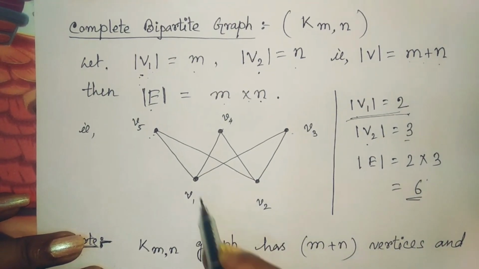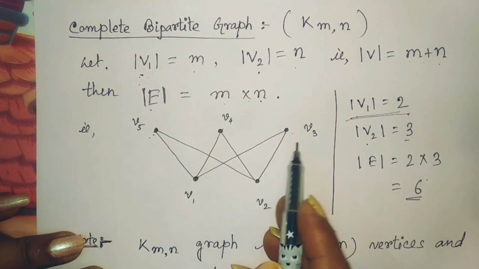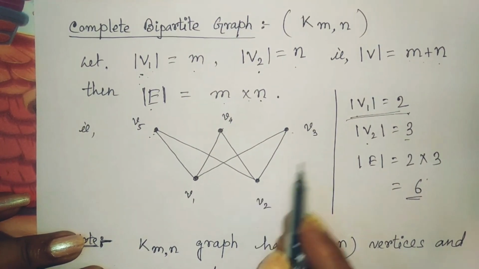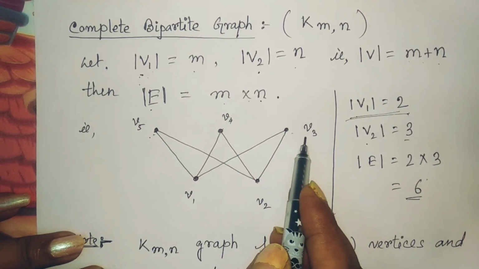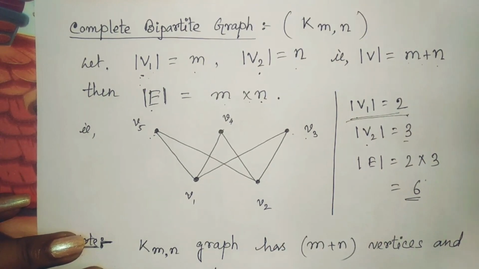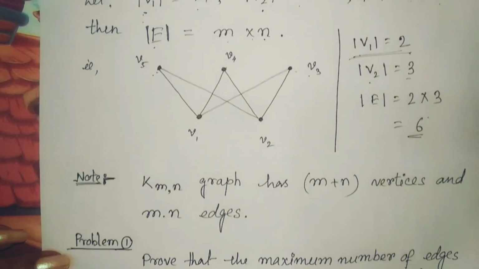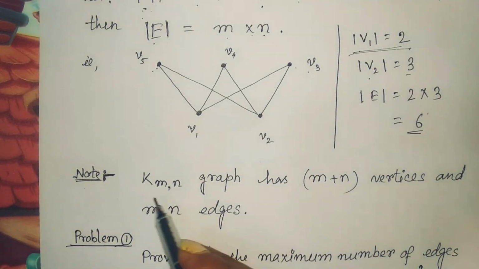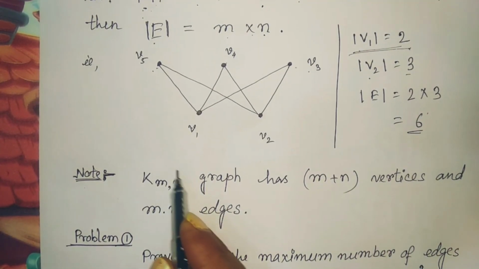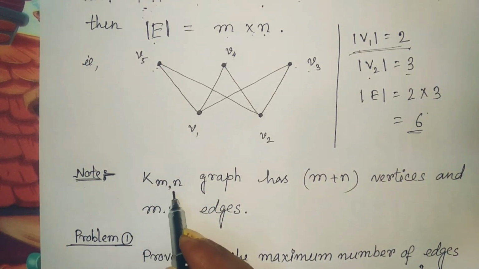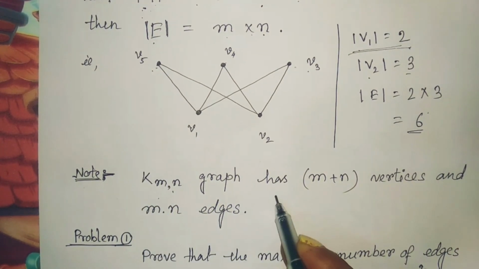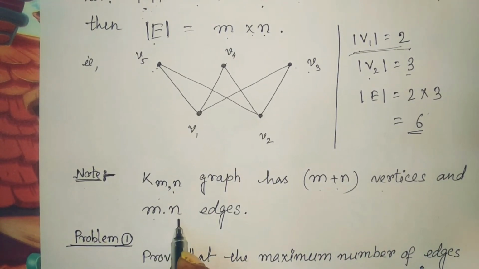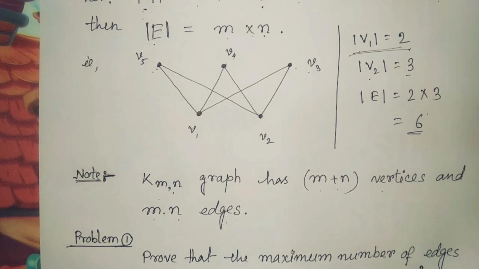And look, here V1 is connected to all the vertices on the other side. V2 connects to all the vertices on the other side. So we say this one is a complete bipartite graph. So from here we can conclude that a complete bipartite graph is denoted by K_{m,n}. It is a graph which has total m plus n vertices and m into n edges.